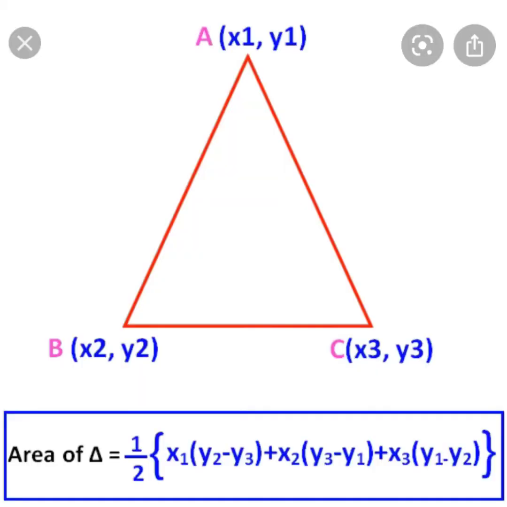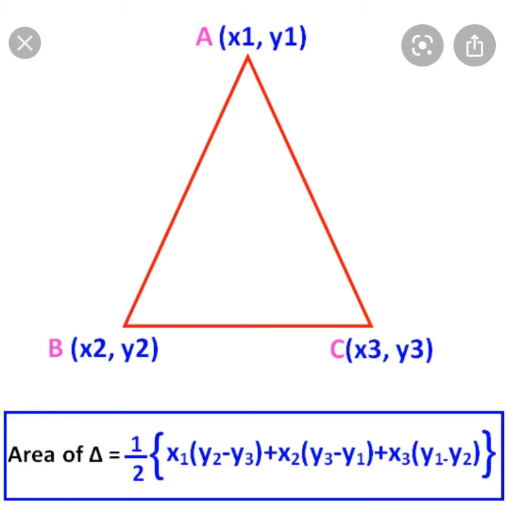So here a triangle is given and the vertices of the triangle are A, B and C. Coordinates of point A are x1, y1, B are x2, y2 and C are x3, y3, and we want to find the area of this triangle. Then it can be found using the formula. Area of the triangle is equal to half into x1 into (y2 minus y3) plus x2 into (y3 minus y1) plus x3 into (y1 minus y2).